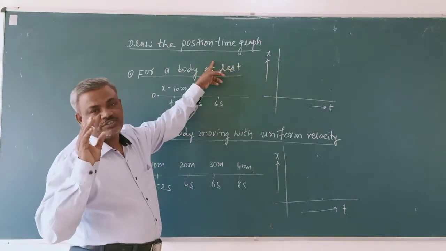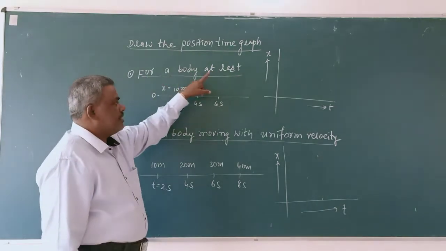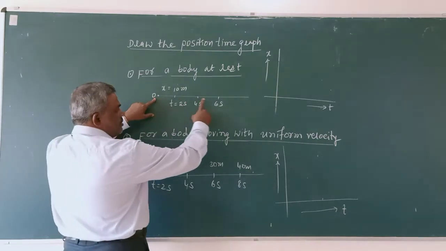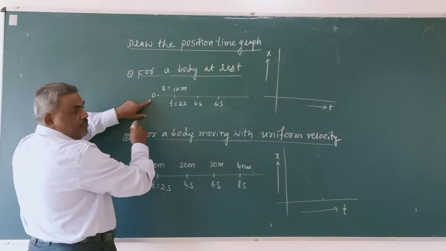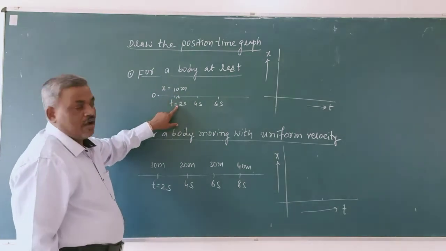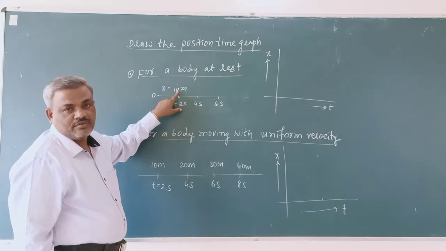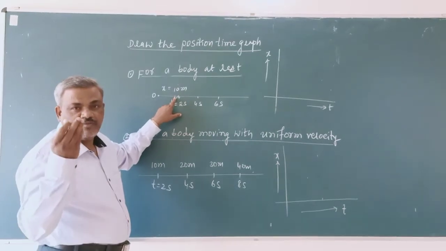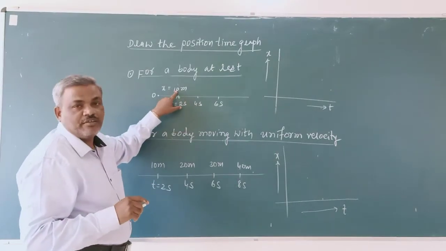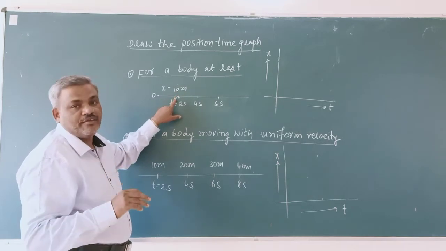This is a 2-mark question. Draw the position-time graph, case 1, for a body at rest. A body is moving along a straight line. Now the body moves from O to A. After 2 seconds, the body has covered 10 meters. So at A, the body will be at rest. After 4 seconds also, the body has covered 10 meters. The body does not move; it is at rest at A.